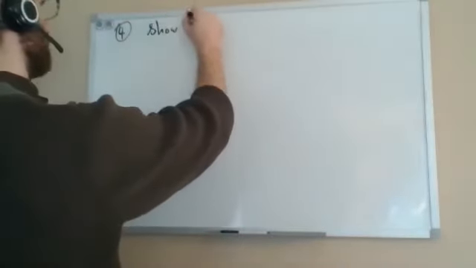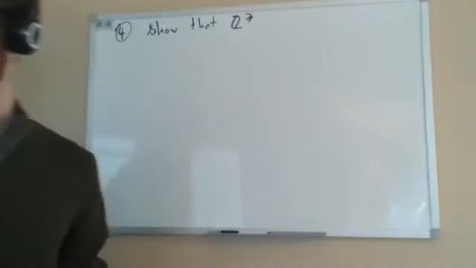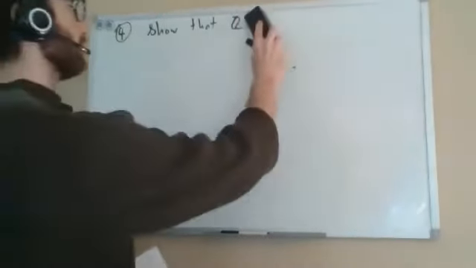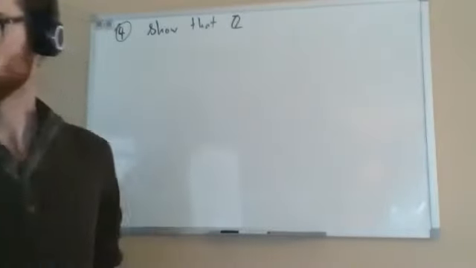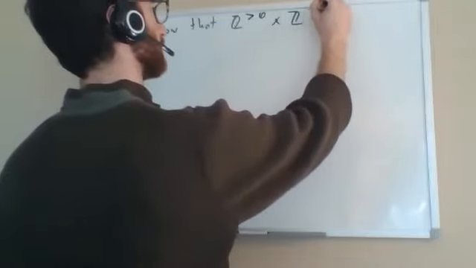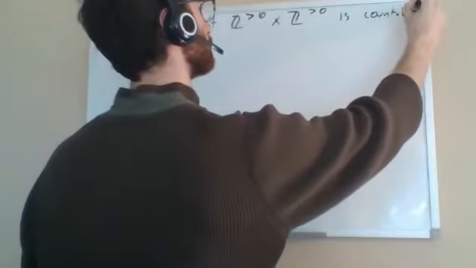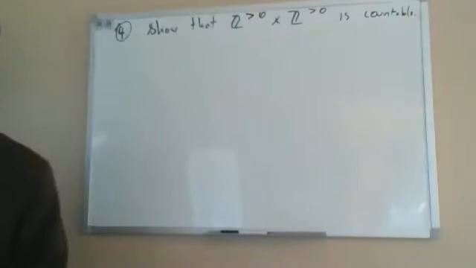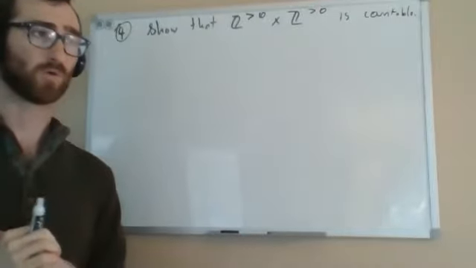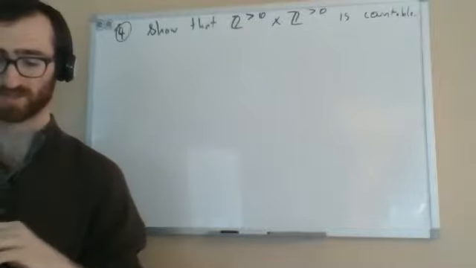Essentially here, all I was asking for was the picture. So show that z greater than 0, sorry, not greater than or equal to, z greater than 0 cross z greater than 0 is countable. A first step, and so the way that I graded this problem is in these 4 steps.